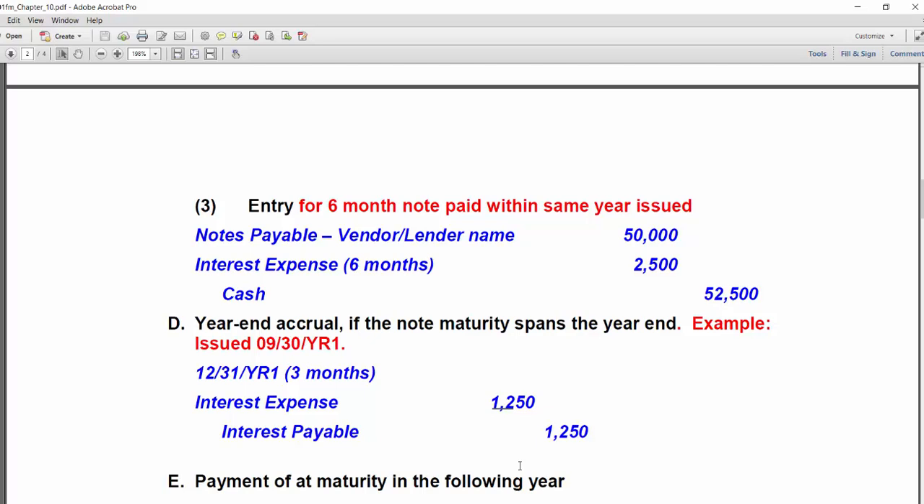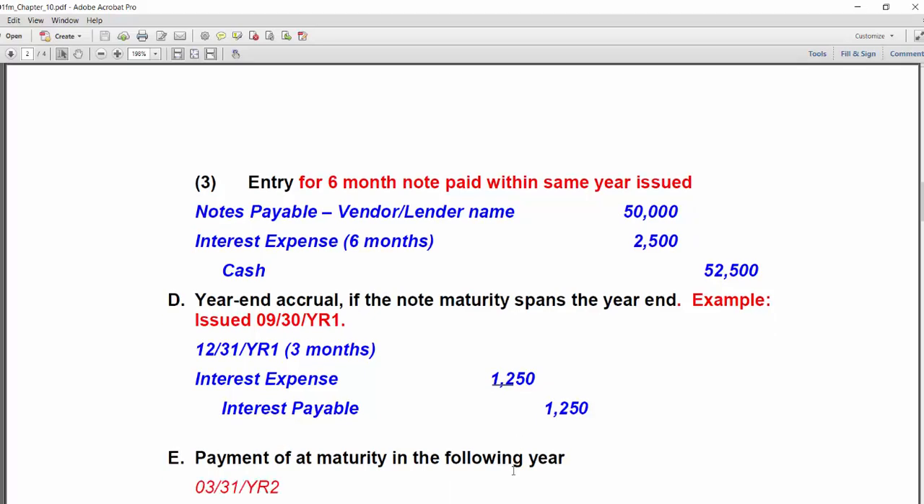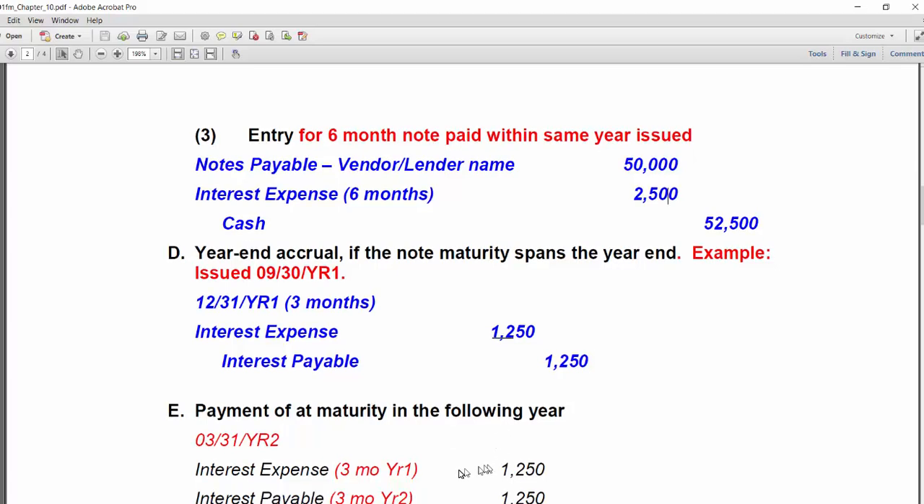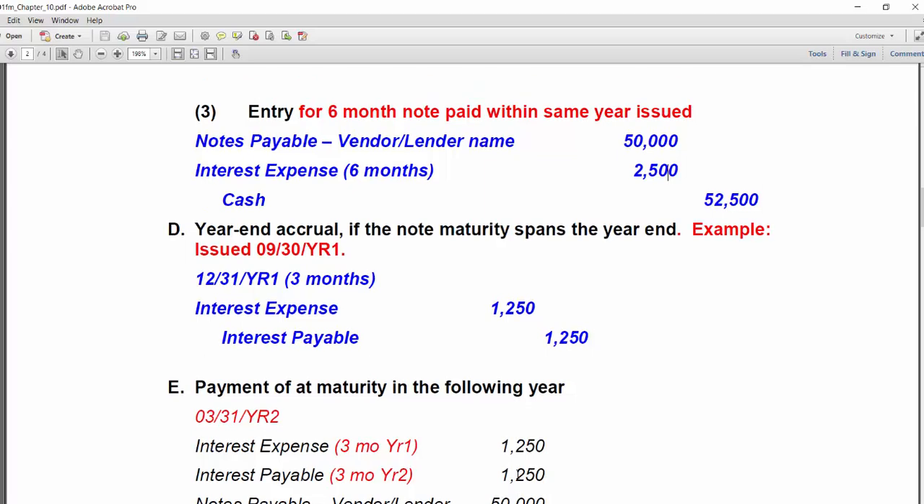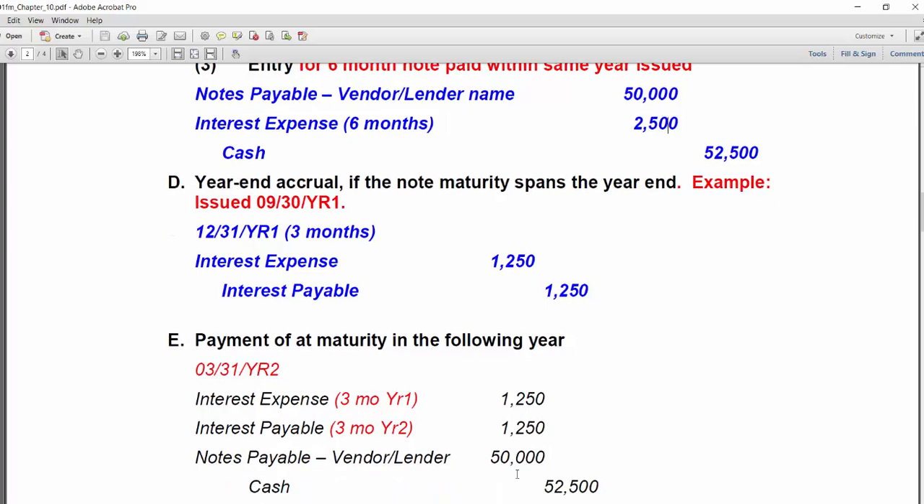And then when you pay the note back next year, you will debit that interest payable and debit interest expense for the 3 months for the new year, and debit notes payable because you're paying it off, and finally credit cash for the sum of all three of those things.